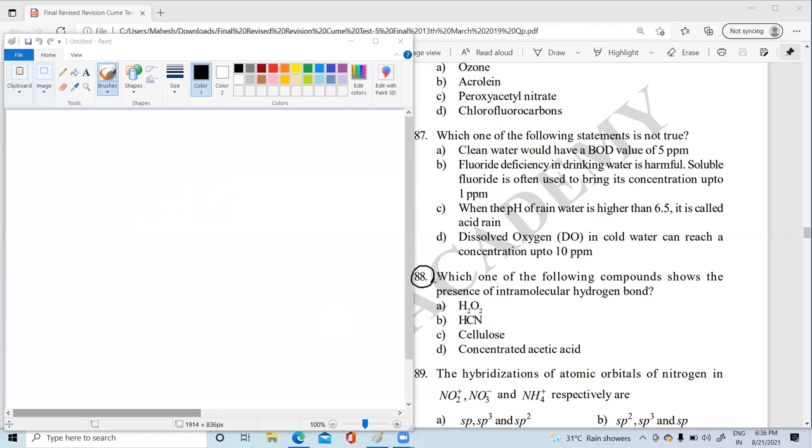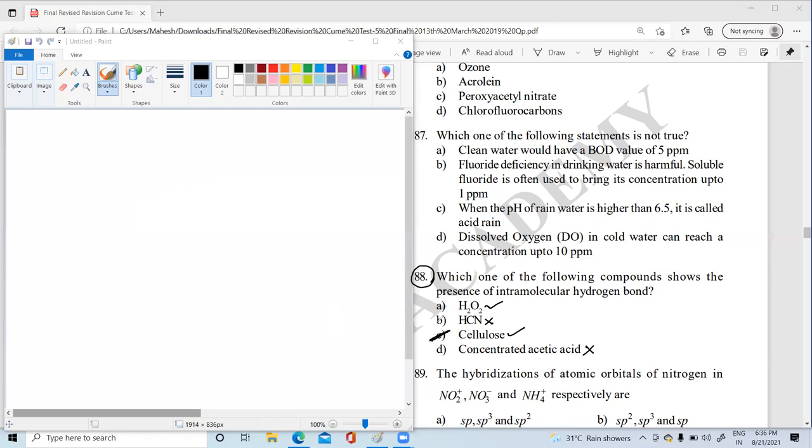And next, question number 88. Which one of the following compounds shows the presence of intramolecular hydrogen bonding? Intramolecular hydrogen bonding means hydrogen bonding within the molecule. We'll check, students. In H2O2 it is also possible. HCN is not possible. Cellulose is also possible. Concentrated HCl is not possible. So among these, the correct answer is option C.